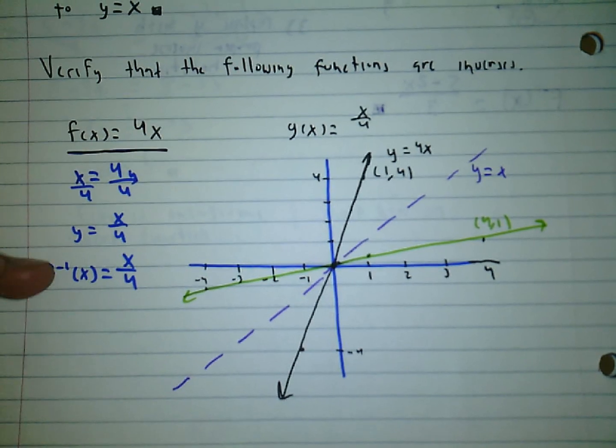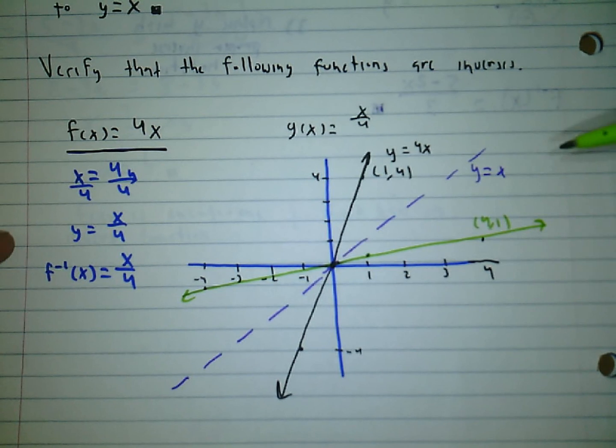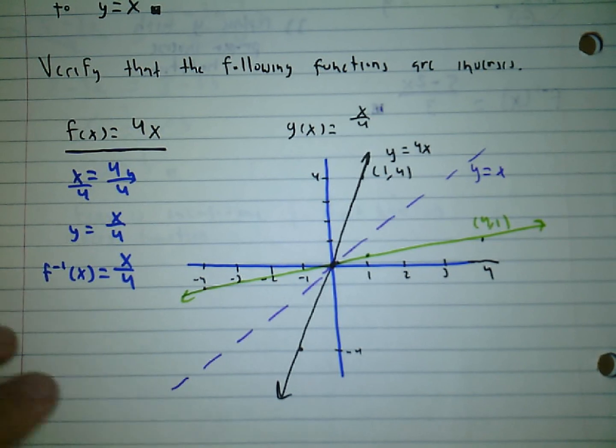So one is to actually find it, two is to graph it. But there is a third method, and that third method is called composition, which is what you learned last time. So let's go ahead and talk about that. Okay?